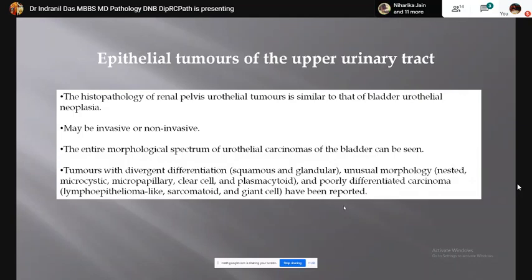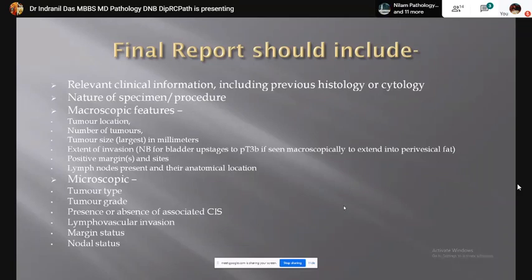So, the final report should include the relevant clinical information, the nature of the specimen or procedure, the macroscopic features regarding tumor location, number of tumors, tumor size, extent of macroscopic tumor invasion, lymph node present or not, and the microscopic data should be tumor type, tumor grade, presence or absence of carcinoma in situ in the surrounding mucosa, the lymphovascular invasion, margin status, as well as the nodal status.